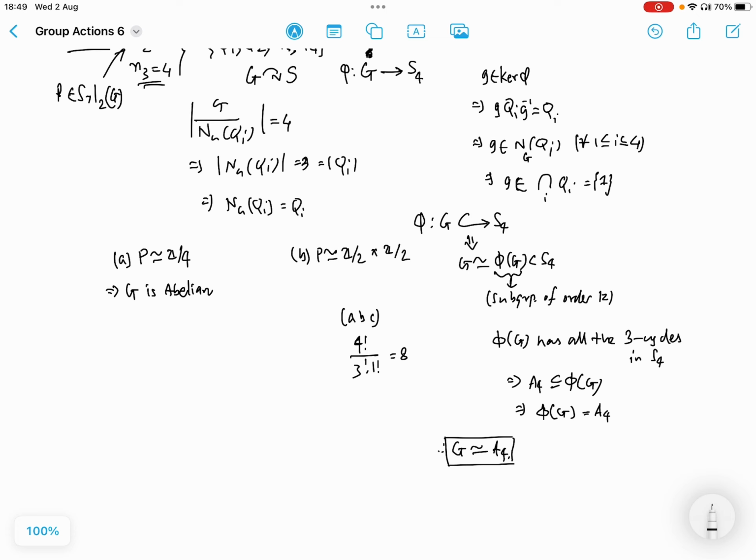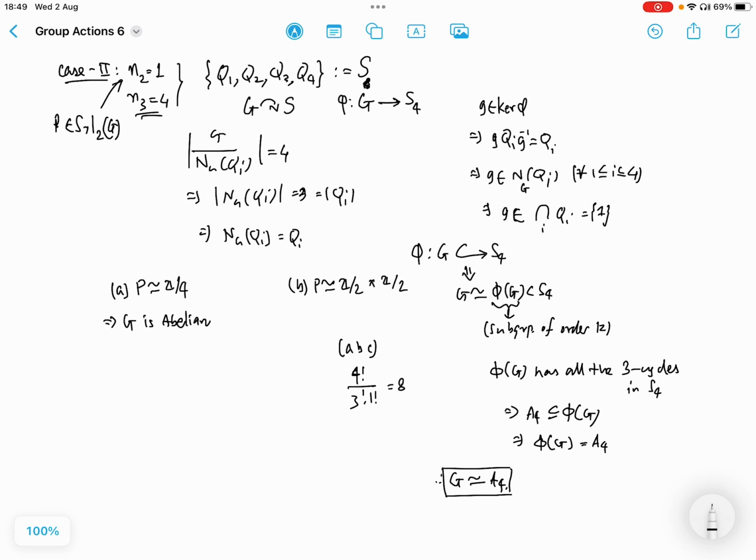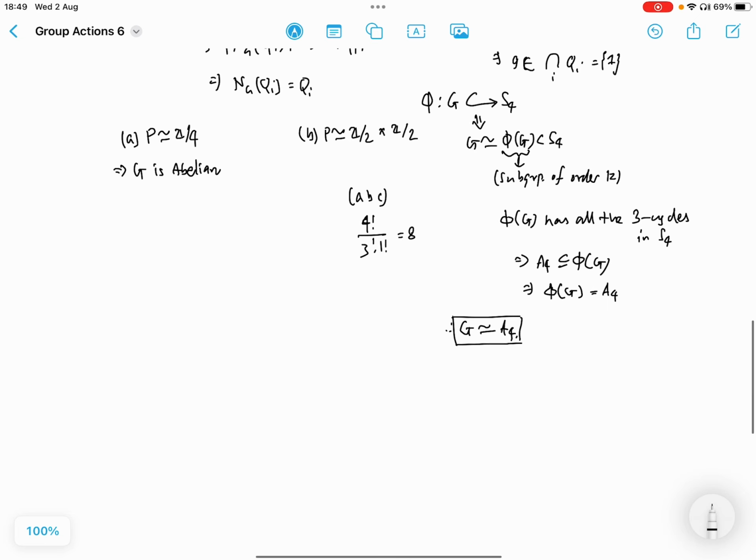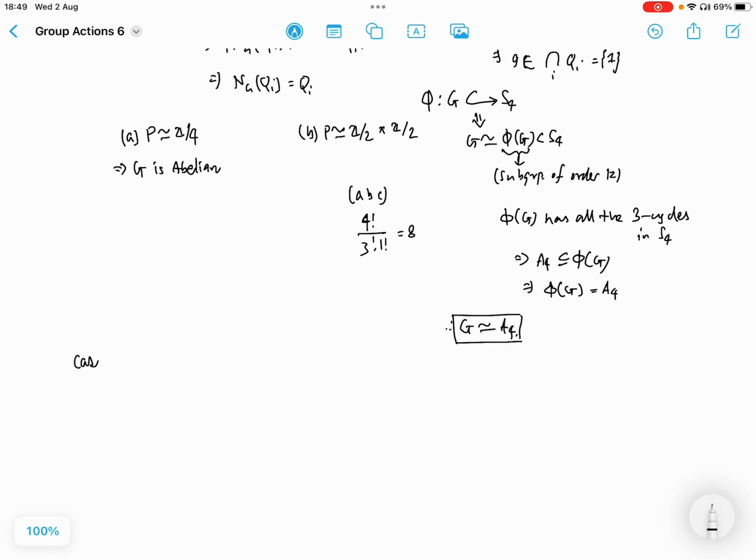Okay, so from this case, if P is Z4, then you can show that G is abelian. And if P is Z2 cross Z2, then you can show that G is isomorphic to the alternating group on 4 elements. Okay. Now let's come to the last case, case 3. So here we have 3 Sylow 2 subgroups and exactly 1 Sylow 3 subgroup.